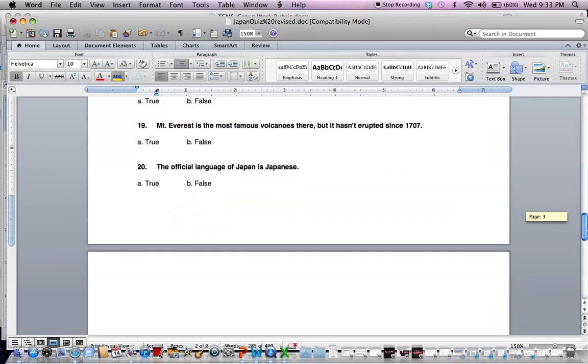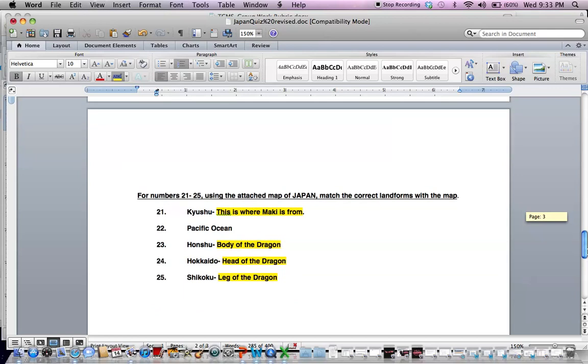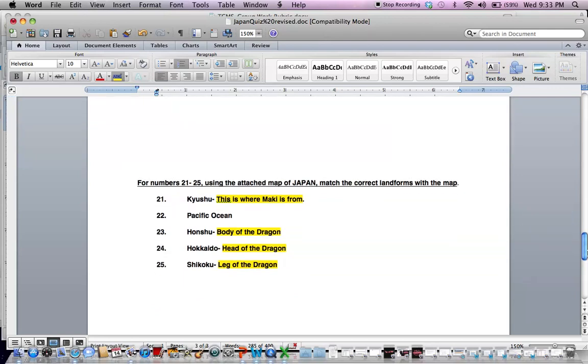Now, for the last section of the test, you are looking at a map. Okay. This is the map that we did in class. And on this map, I want you to match the correct landforms. Okay, on the map, match the correct landforms. All right, so I've put some cues here on number 21, Kyushu. This is where Maki is from. Okay, remember Maki telling us that this is where she's from? So match that. Look at the map and see which letter goes there. Okay, look at the map.